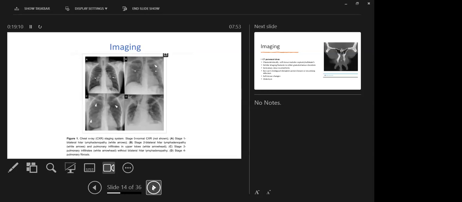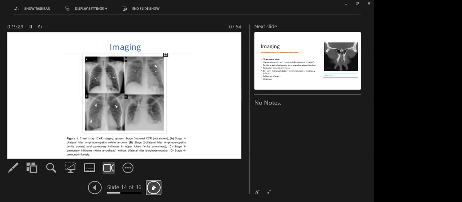These are 4 images of various chest X-rays of sarcoid patients. So in our first stage, it's a normal chest X-ray, which this hasn't shown. Stage 1 there, you can see the bilateral hilar lymphadenopathy. And I mean, if I think back to all our TB patients, they all look pretty similar.